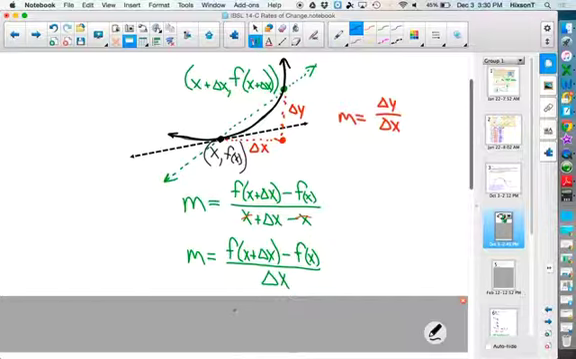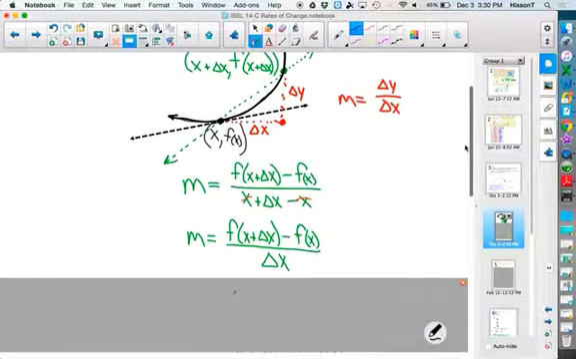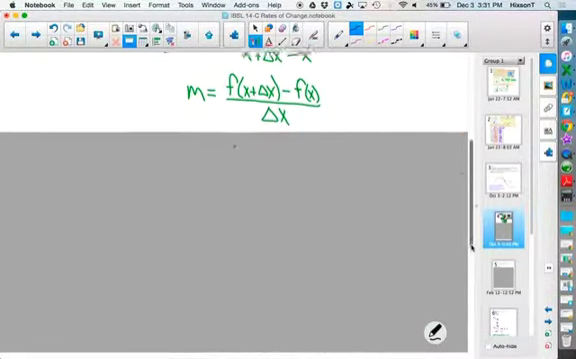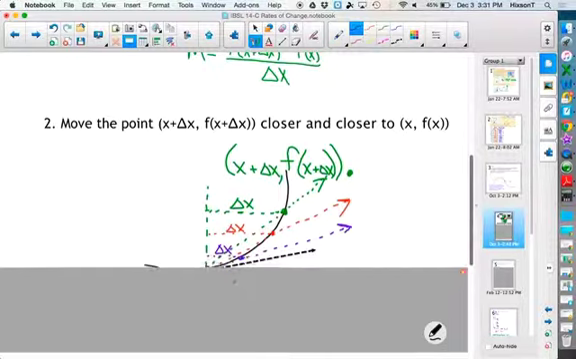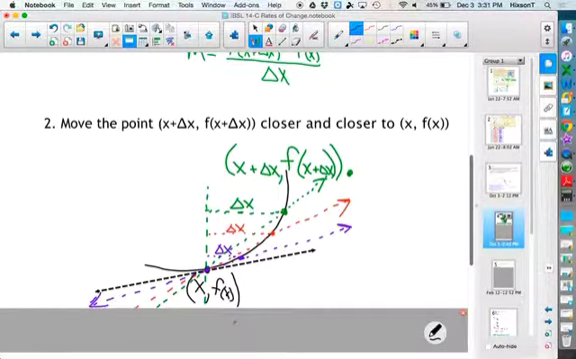Now watch what we're going to do with this slope. What we want to do, just like we saw with the times that we were dealing with, is take this point here, this green one, and move it closer and closer and closer to the actual point I'm looking at. All right? And this is what it's going to look like. We're going to move it closer and closer and closer. And what do you notice is happening here?